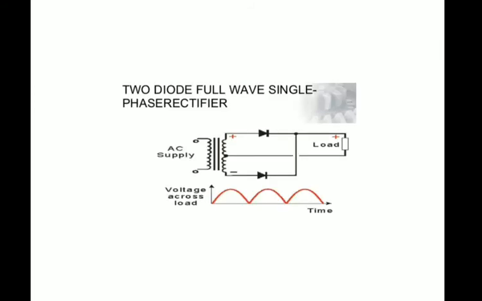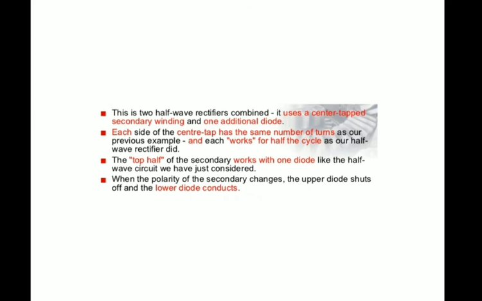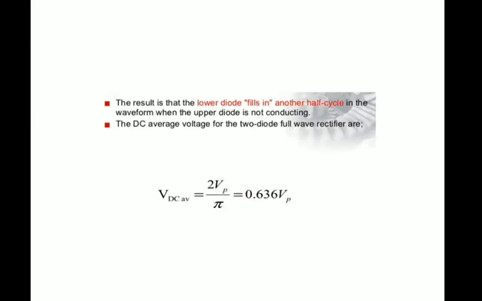This is a 2 diode full wave single phase rectifier. So the input is AC and 2 diodes are used, giving a continuous DC output in the form of pulsating DC. This is the theory of the same, and the VDC average is equal to 2 Vp by pi, which is equal to 0.636 Vp. Vp is nothing but the peak voltage.